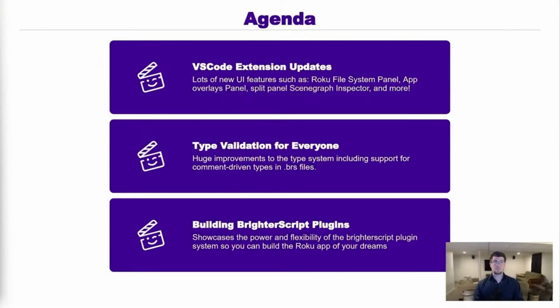Today I want to talk about some of the new features we've added in the last year. So we'll start off with some improvements to the VSCode extension. We've added a lot of new UI features. We've added a new file system panel, an app overlays panel. We've added support to split the scene graph inspector panel up into multiple sections, and a ton more stuff there.